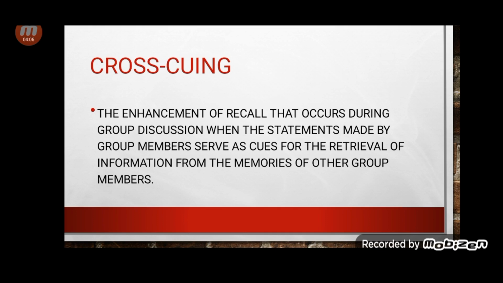Cross-cueing is the enhancement of recall that occurs during group discussion when the statements made by group members serve as cues for the retrieval of information from the memories of other group members. This process occurs when one member says something that jogs other members' memories, which contributes to retrieving memories.